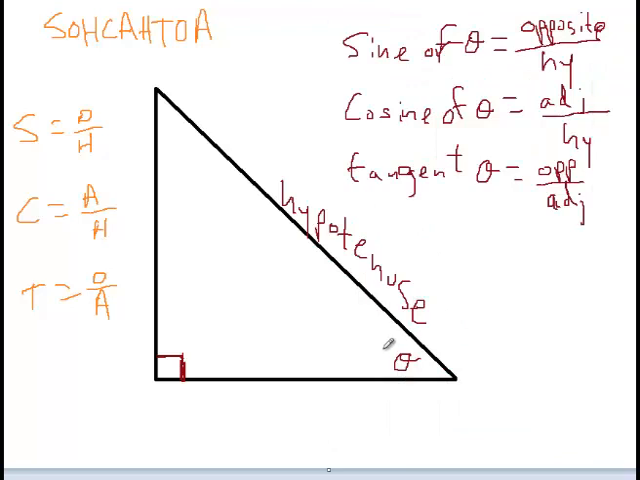So with respect to this particular angle over here, the opposite side is here, so I'm going to put a little O, because this is the opposite side. And this, of course, is the adjacent side, and this is the hypotenuse. So the sine of theta, the sine of this angle, would be the opposite divided by the hypotenuse. The cosine would be the adjacent divided by the hypotenuse, and the tangent would be opposite over adjacent.